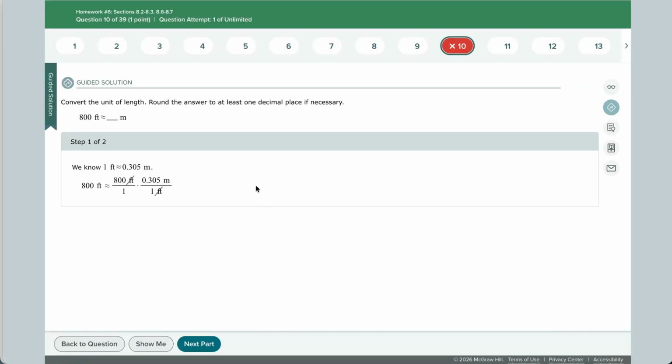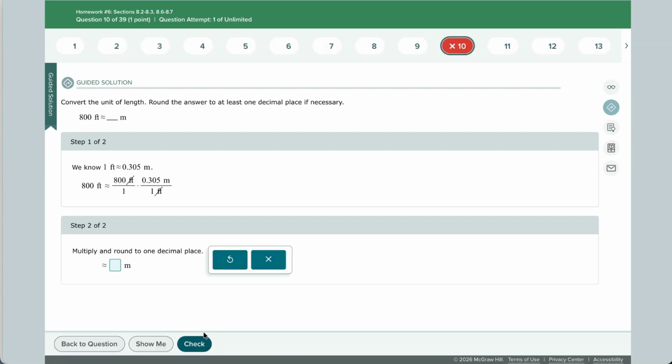All right, so I'm going to go from feet to meters. So I know I need to end up with meters, right? So 1 foot is approximately equal to 0.305 meters. So I'm again going to put 1 foot in the denominator so I can cross out the feet because I know that I'm going to end up with meters. And I'm going to use that equivalency. And then it says multiply and round to 1 decimal place.